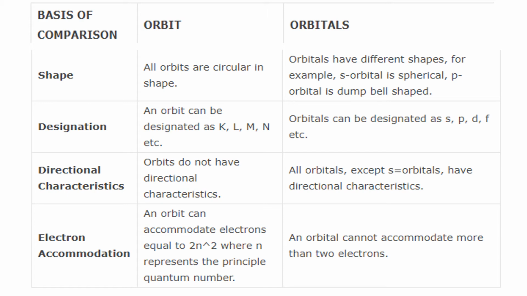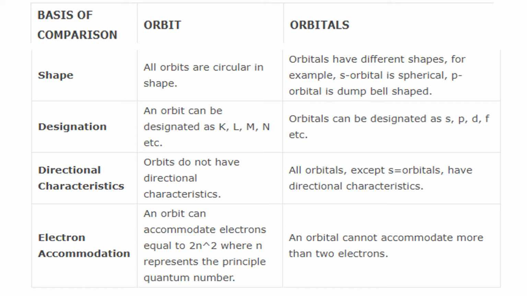All orbits are circular in shape. But in the case of orbitals, they have different shapes. For example, s orbital is spherical, p orbital is dumbbell. An orbit can be designated as K, L, M, N, etc., whereas orbitals can be designated as s, p, d, f, etc. Orbits do not have directional characteristics, but in the case of orbitals, except s orbital, all others have directional characteristics.